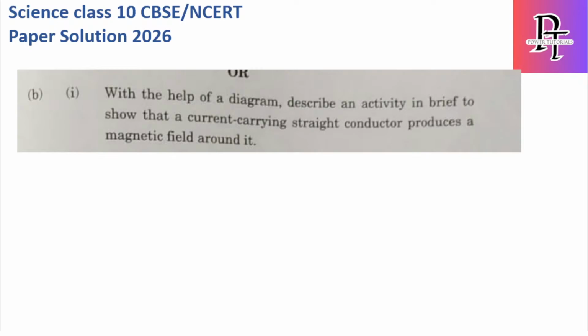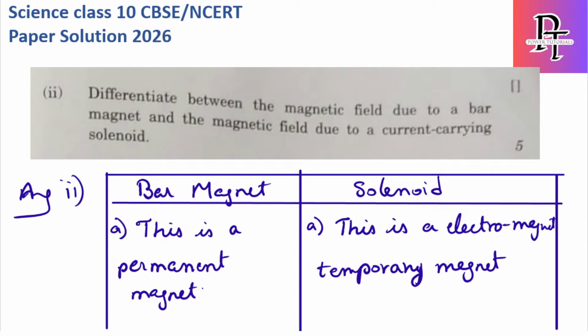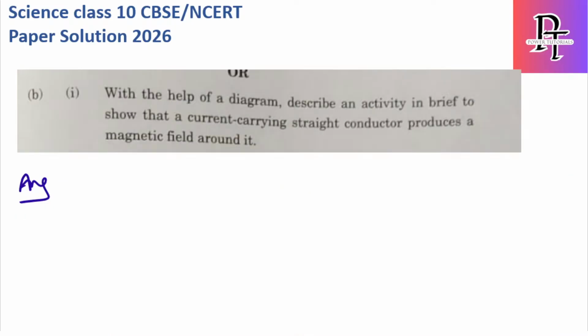Let's move to the last question from this paper, which is the B part. A part is already solved. I suggest you solve the A part because this is a much easier question. You just have to write the theory questions and write the differences. Let's see the B part as well. With the help of a diagram, describe an activity in brief to show that a current carrying straight conductor produces a magnetic field around it. This is a little lengthy, but let's try to solve it.